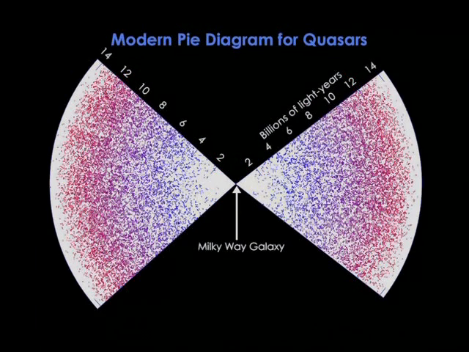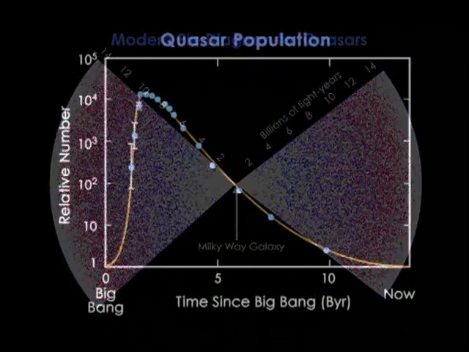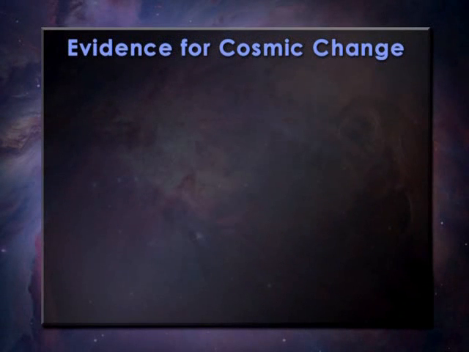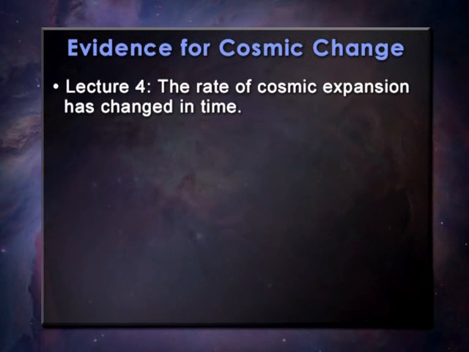When you correct for the difficulty of finding distant quasars, you get this graph that nicely shows how the population of quasars grew rapidly after the Big Bang, had a heyday around 3 billion years later, and then has steadily declined to today. Turning to different lines of evidence for cosmic change, in Lecture 4, we'll see that the rate of cosmic expansion has changed in time.